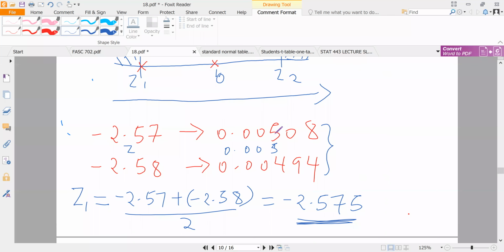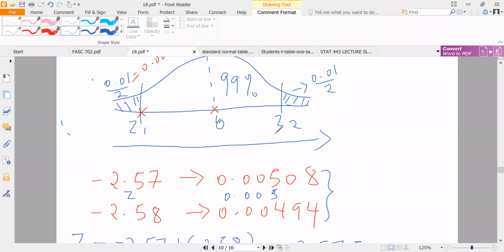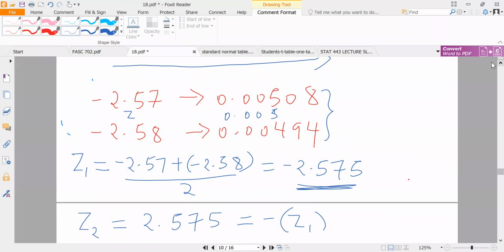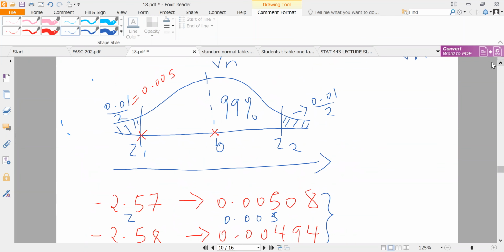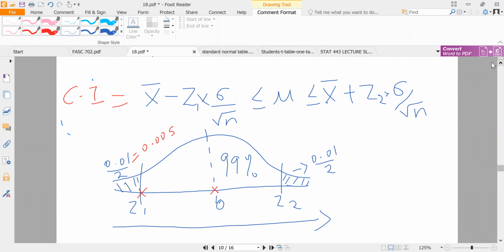Now, once we have identified Z1, then Z2 is a negation of Z1 because the curve is symmetrical. So we can say that Z2 is 2.575, which is just a negation of Z1 because the curve is symmetrical. So we obtain those values of Z1 and Z2, and with this information we substitute into that expression to get our confidence interval.